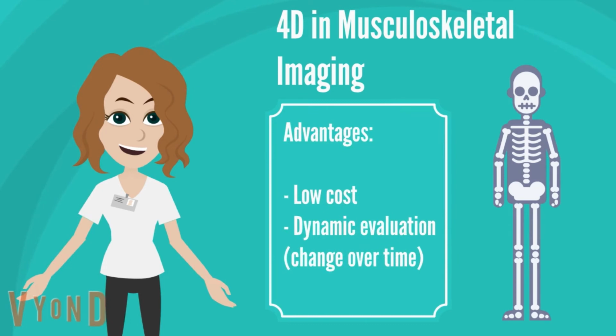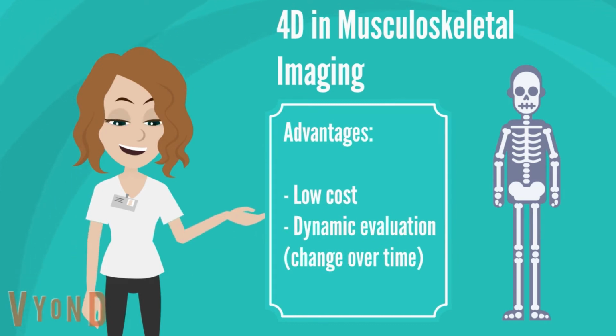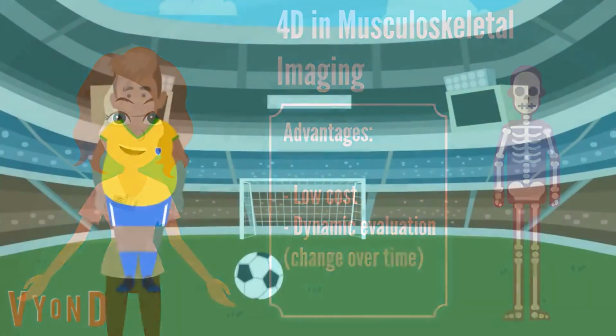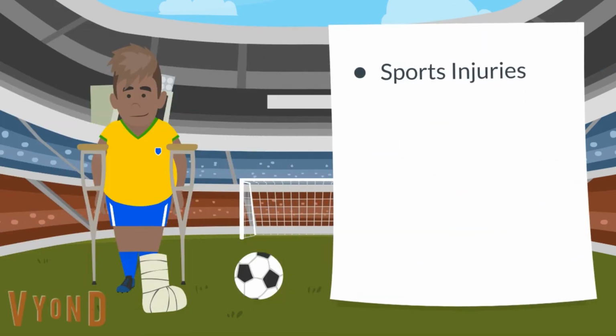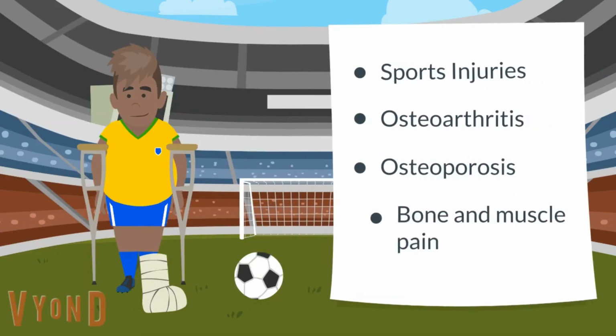4D ultrasound is also used for the imaging of musculoskeletal disorders as it has clear advantages over other imaging modalities such as CT scans and MRI, including the low cost and the dynamic evaluation over time. This has allowed 4D ultrasound to become a standard application for the imaging of sports incidents, osteoarthritis and osteoporosis, as well as bone and muscle pain.